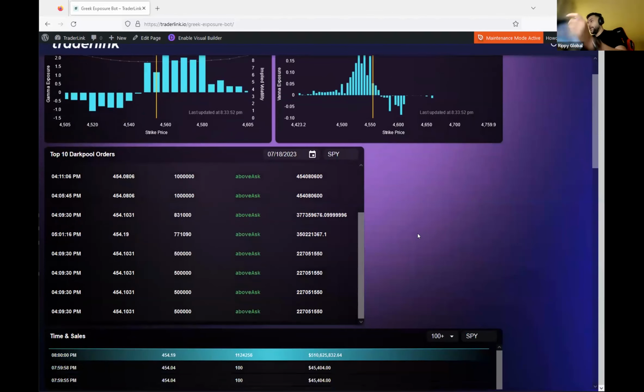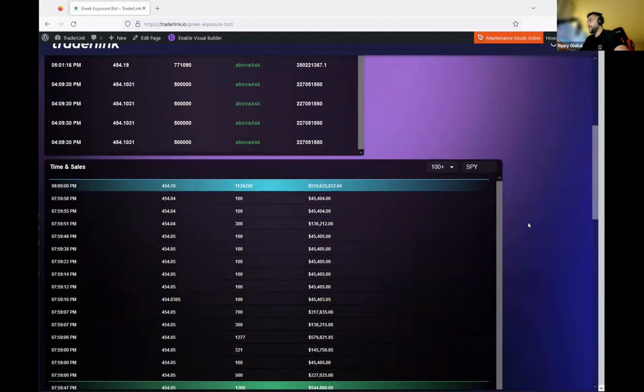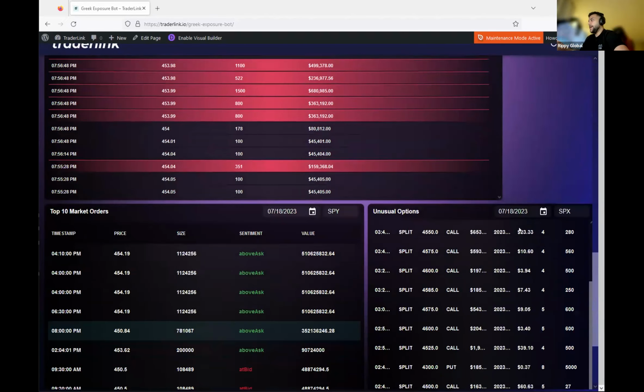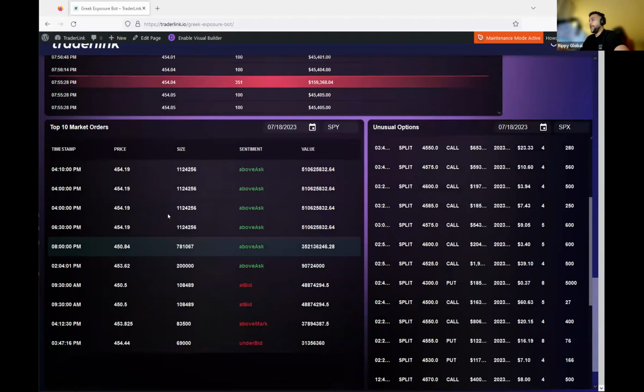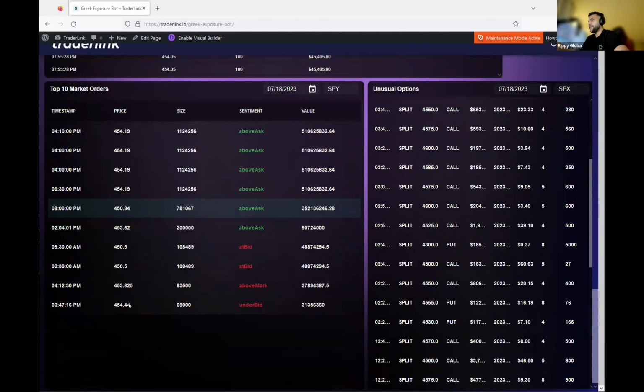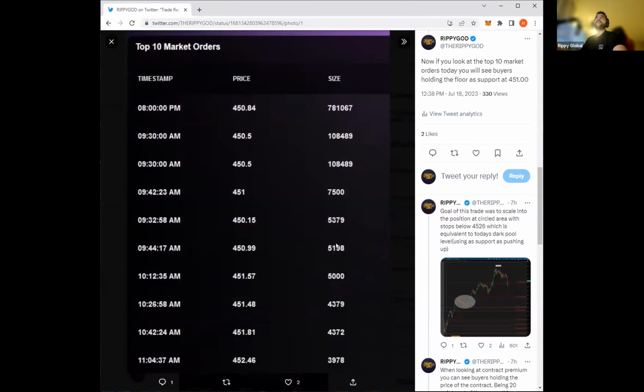But I want to go over today, especially the top 10 market orders. Oh, they updated. Okay, they updated, so I have to go into my Twitter. Okay, when I was making the trade, this is updated now because it's currently 4 p.m. But when I was making the trade, it was here. This is what the orders look like.